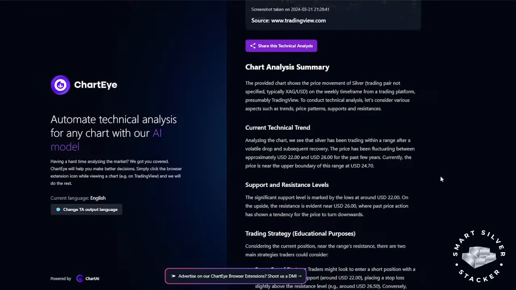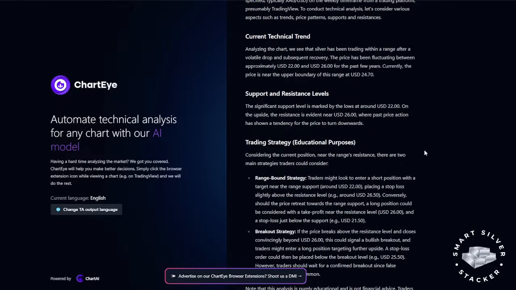It says, analyzing the chart, we see that silver has been trading within a range after a volatile drop and subsequent recovery. Okay, that sounds correct. The price has been fluctuating between approximately $22 and $26 for the past few years. Check. Pretty good analysis so far, at least at reading the chart. Currently, the price is near the upper boundary of this range at $24.70.